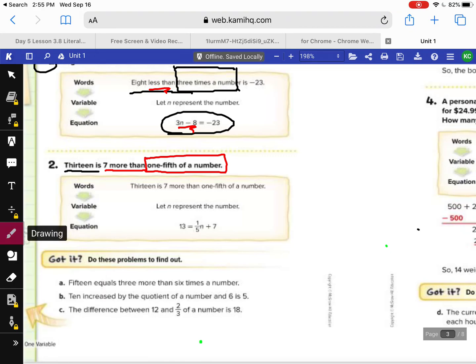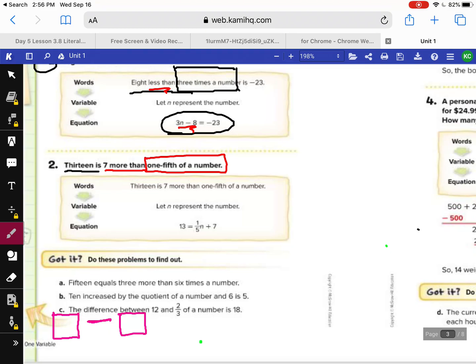Okay. Let's read C. The difference between 12 and 2/3 of a number is 18. Okay, let's read it again. The difference between, okay, the difference, I know the difference is the answer to a subtraction problem. Now, what it's between, well, the difference between something and something else, that would be our subtraction problem. So I'm just going to build the structure. The difference between 12 and 2/3 of a number is 18.